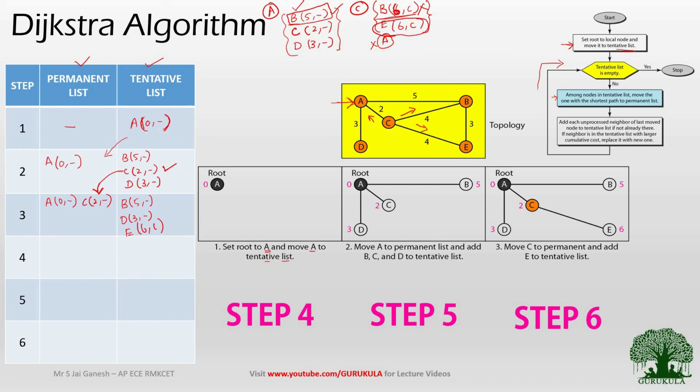And now we have to repeat the procedure again. So now let us see what is happening next. Out of these available nodes, D has the lowest cost over here, so I need to move D to the permanent list.